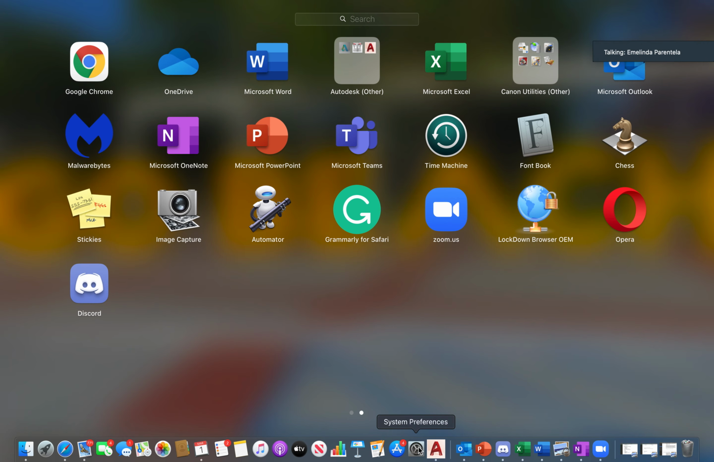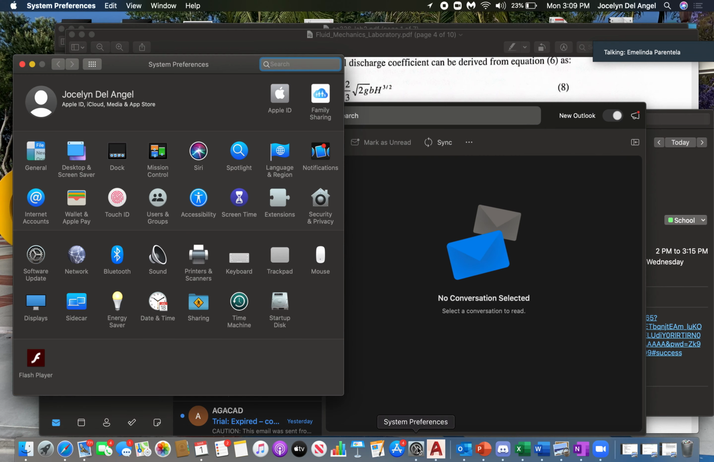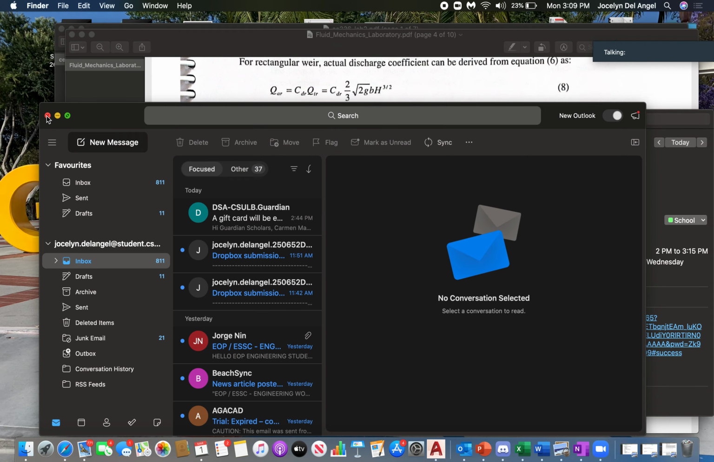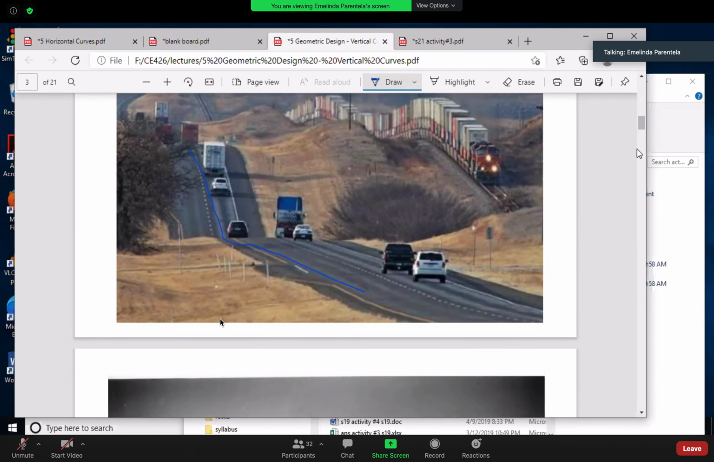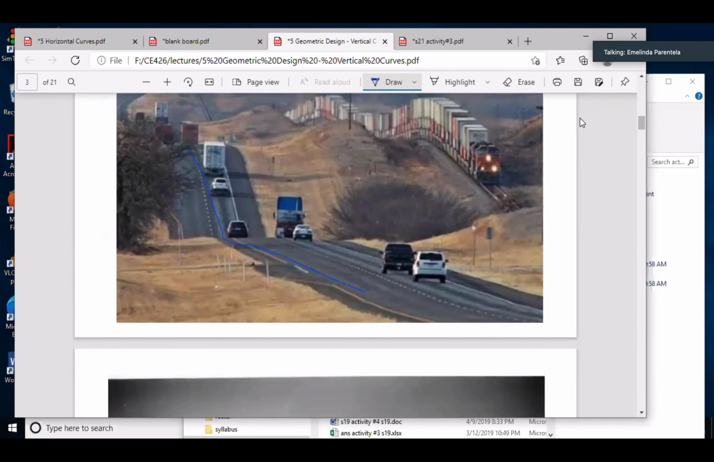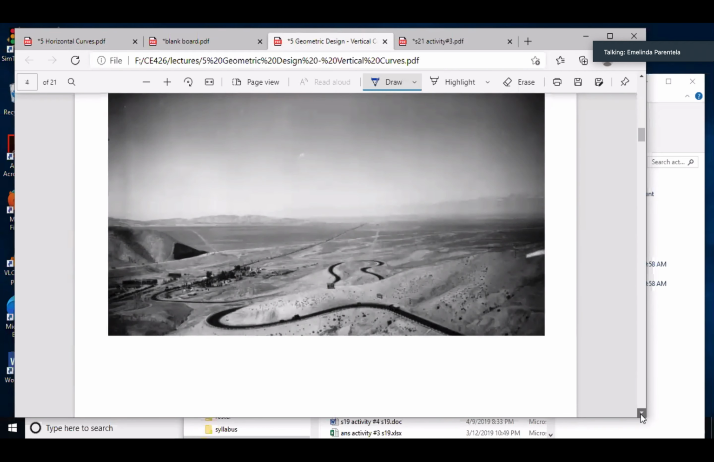So now we'll be talking about the different types of vertical curve and how to design them and how to determine the minimum length of vertical curve. So here, if you have a curve like this one, then you need to know what the grade is, right? And the length of this curve, or the length needed to develop the curve. So here, let's just go down one more.